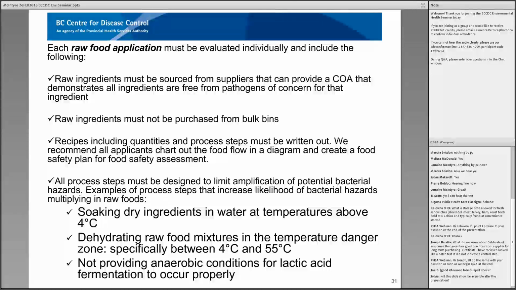So this would add to the risk in the process, so we would not recommend this. If you have to soak your beans before making your raw bean cake, do it in the fridge, not at room temperature. If you're dehydrating your food mixtures, don't do it in the danger zone. And if you are doing a fermentation, make sure that you have proper anaerobic conditions so that you can have the lactic acid fermentation occur properly. So those are just some general guidelines.